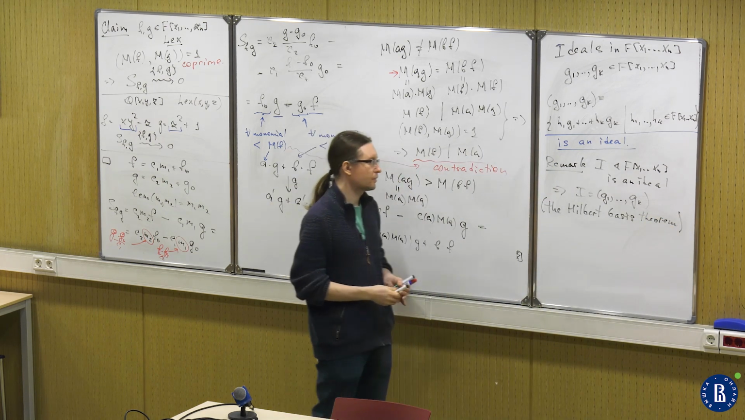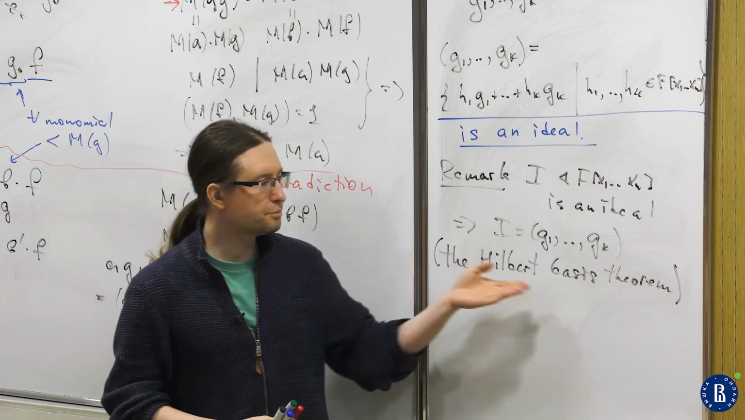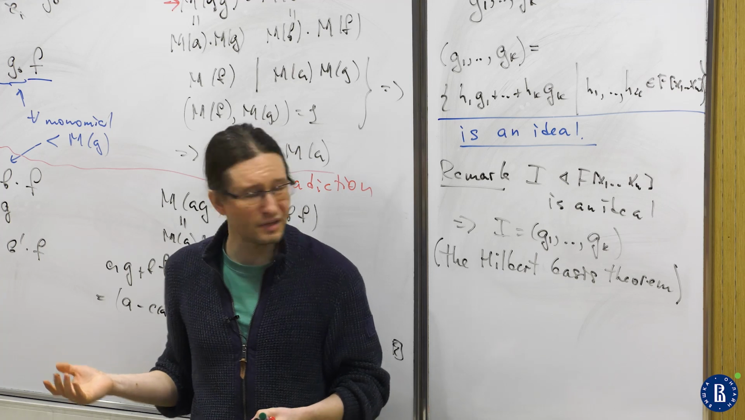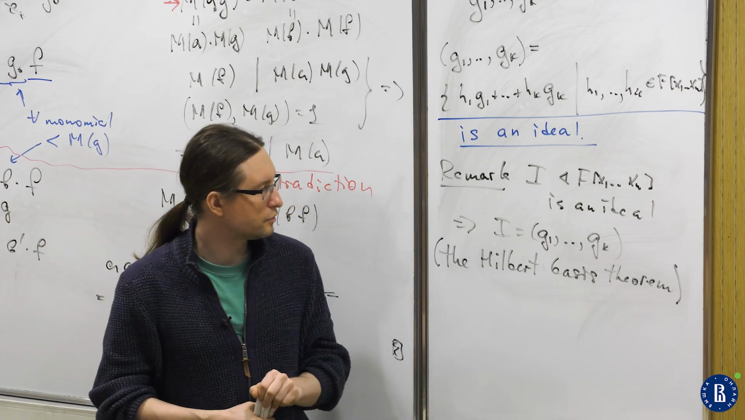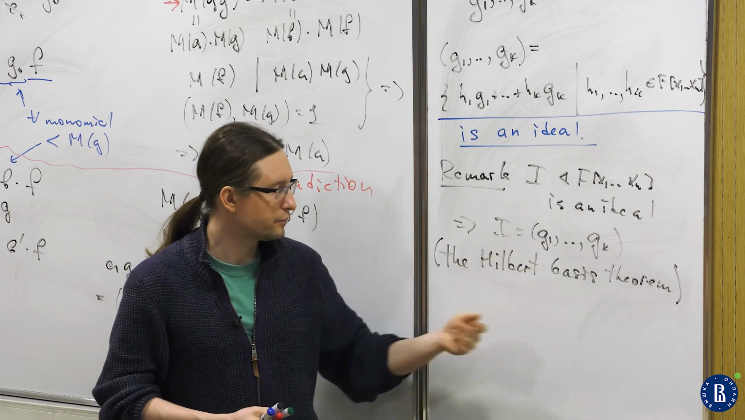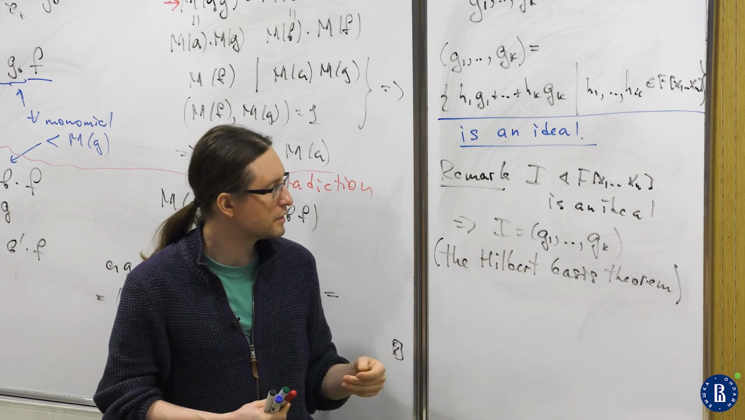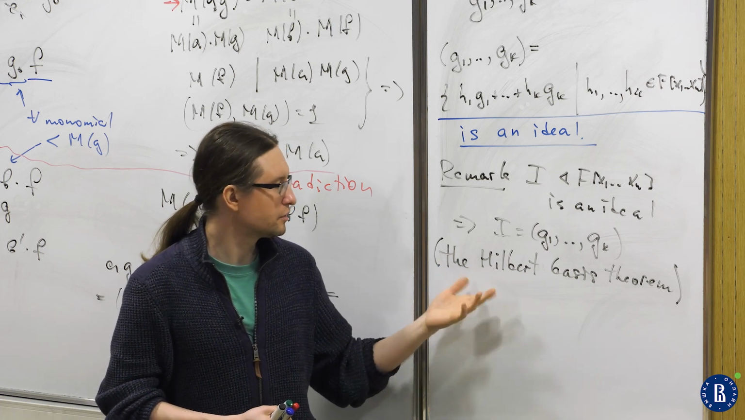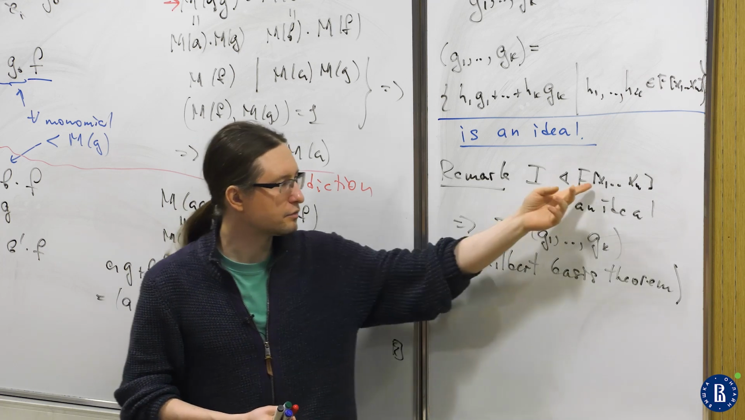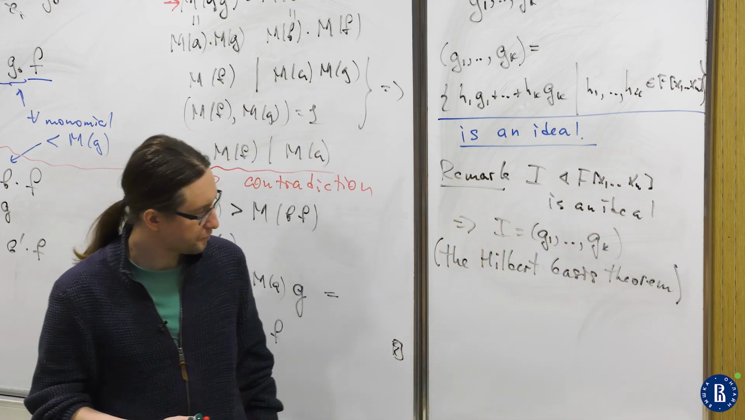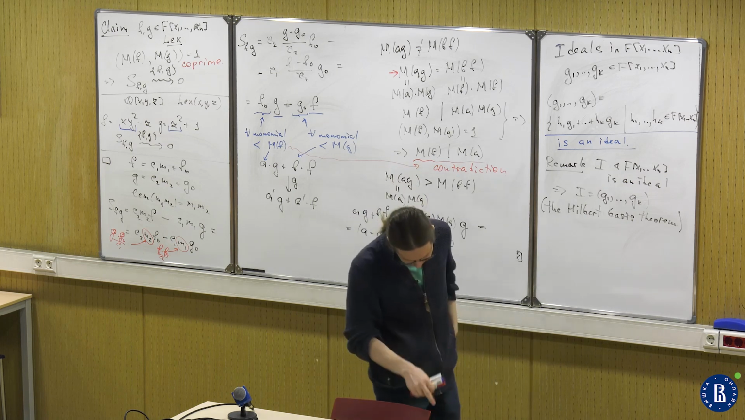OK, one remark. You can prove this theorem using Gröbner basis. I'm not sure whether I will do this or not, but you can prove this result using the Gröbner basis. Or there is some abstract technique saying that this ring is Noetherian, which basically means what's written here. OK, what should be next?